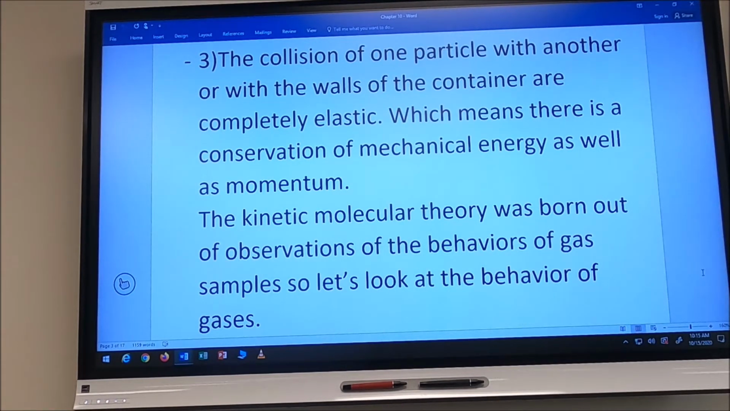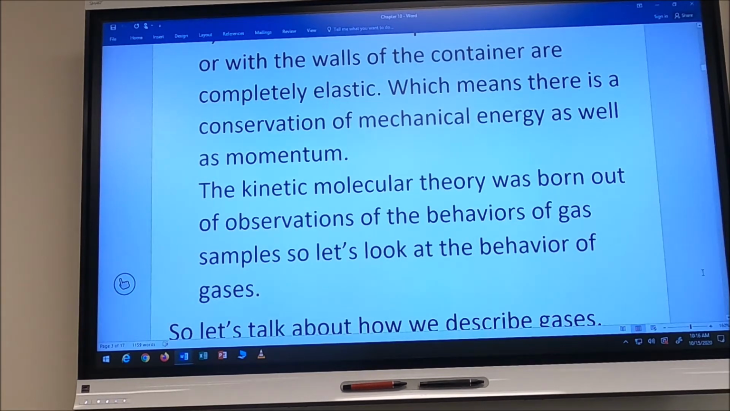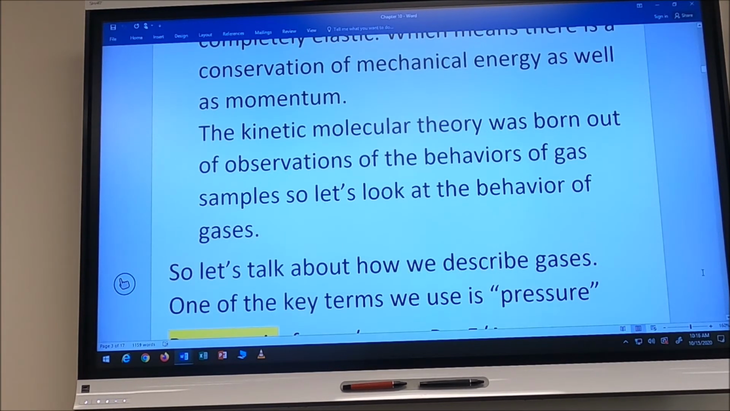So if I look at the potential energy and the kinetic energy right before collision and the potential and kinetic energy right after collision, they're going to be equal to each other. The momentum right before collision and the momentum right after collision are equal to each other. The kinetic molecular theory was born out of observations of the behavior of gas samples. And so we're going to start talking about some of these observations that were made.